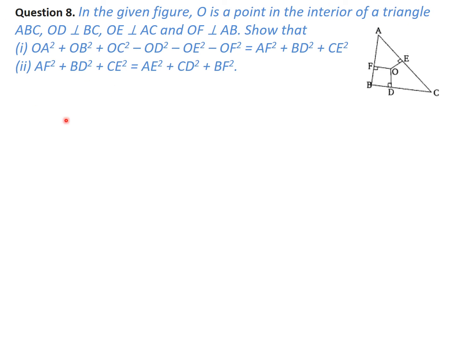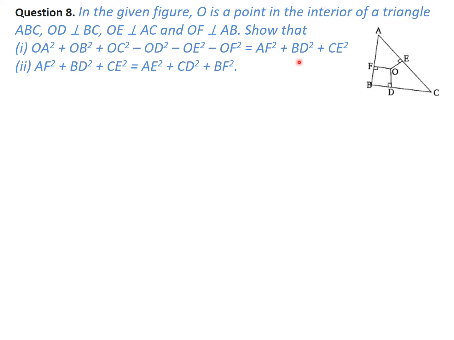In this question, in the given figure, O is a point in the interior of a triangle ABC. So we have a triangle ABC and O is an interior point. OD is a perpendicular on BC, OE is a perpendicular on AC, OF is a perpendicular on AB. Show that OA square plus OB square plus OC square minus OD square minus OE square minus OF square is equal to AF square plus BD square plus CE square.